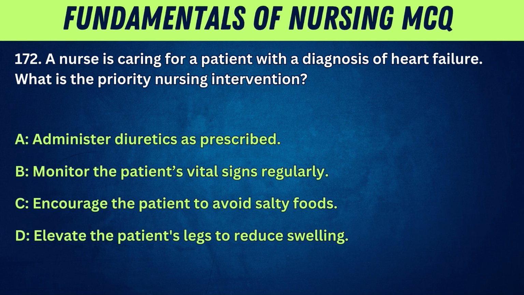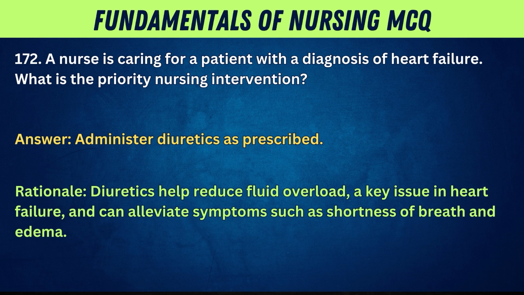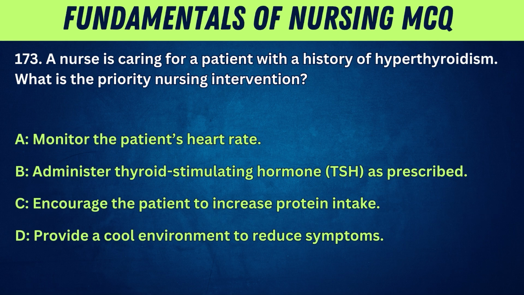172. A nurse is caring for a patient with a diagnosis of heart failure. What is the priority nursing intervention? A. Administer diuretics as prescribed. B. Monitor the patient's vital signs regularly. C. Encourage the patient to avoid salty foods. D. Elevate the patient's legs to reduce swelling. Answer. Administer diuretics as prescribed. Rationale. Diuretics help reduce fluid overload, a key issue in heart failure, and can alleviate symptoms such as shortness of breath and edema.